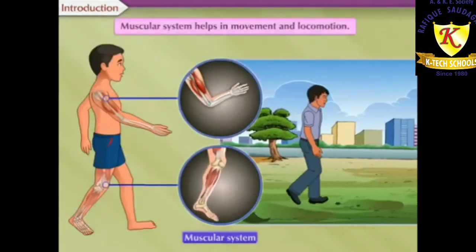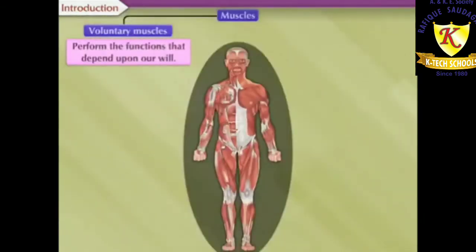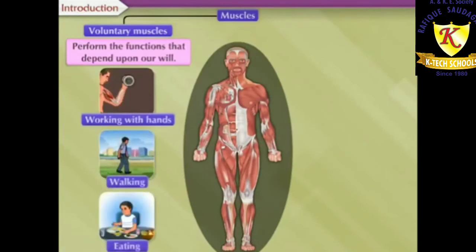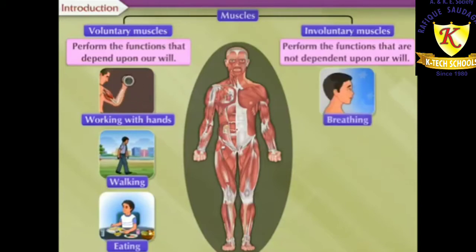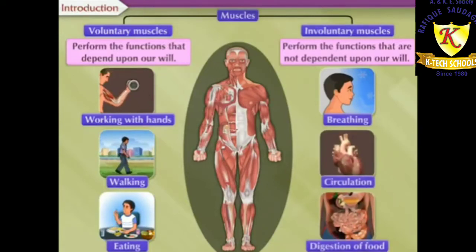Children, our muscular system helps in movement and locomotion. And our muscles are of two types. First one is voluntary muscle. It performs the function depending upon our will, like working with hands, walking, eating, right? And involuntary muscles perform the functions that are not dependent on our will. That is, we don't have control over it. For example, here we have breathing, circulation, digestion of food. So these are voluntary and involuntary muscles.